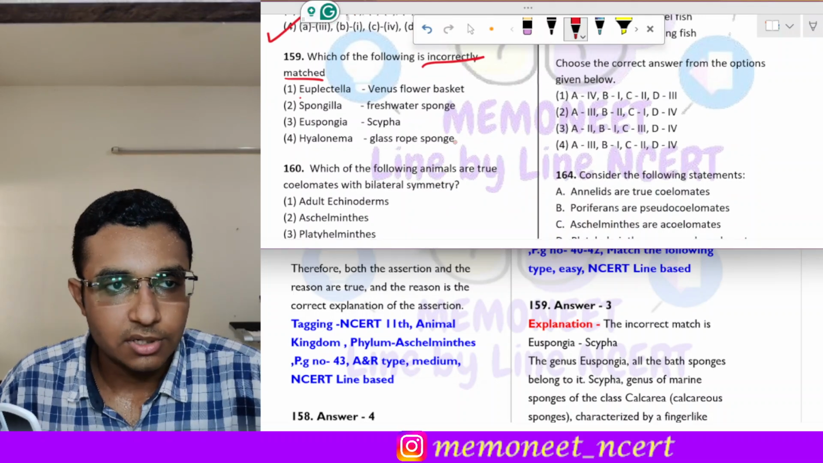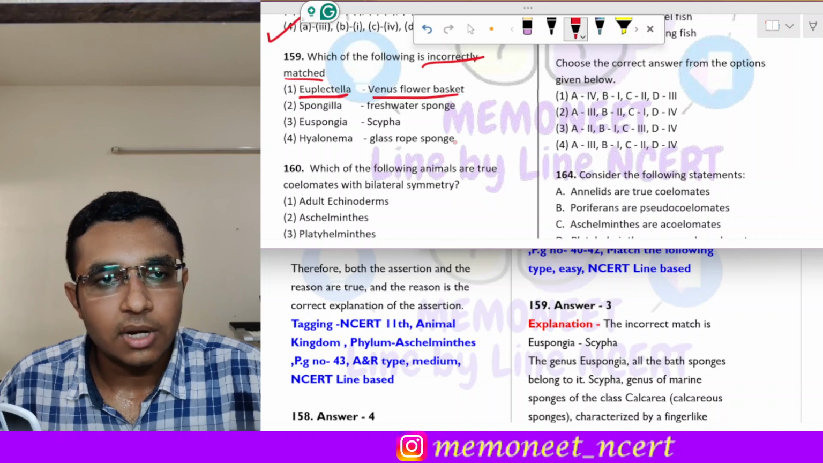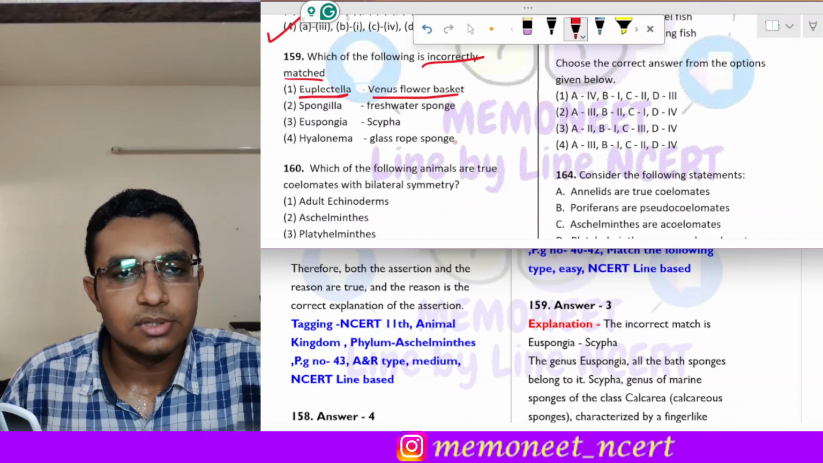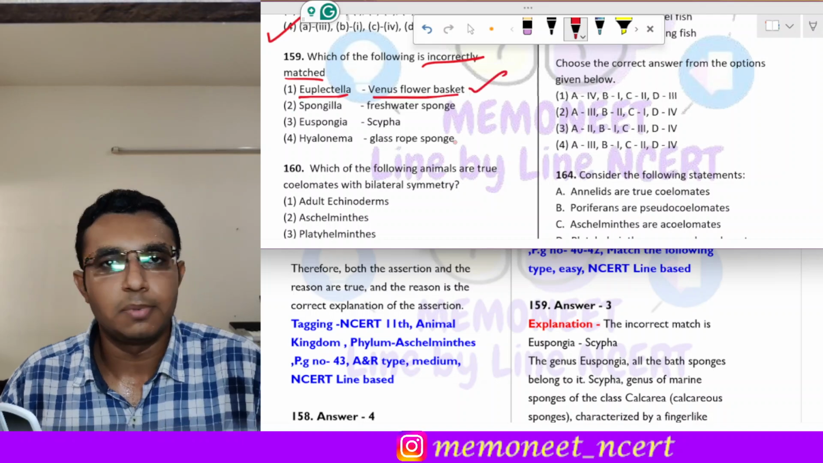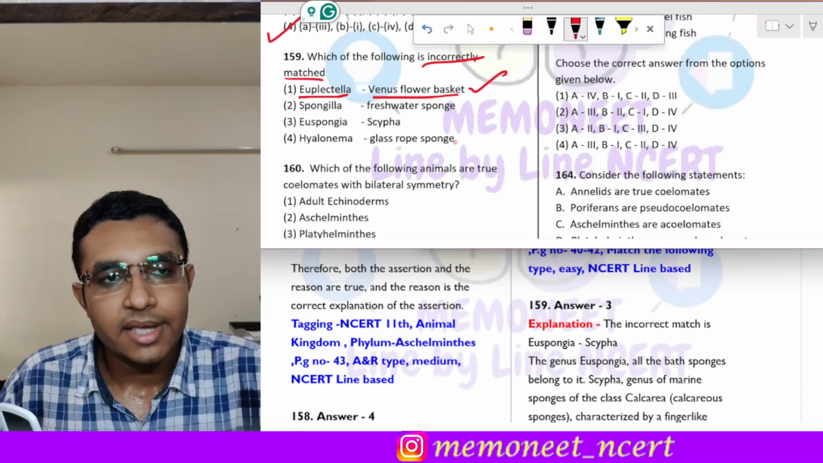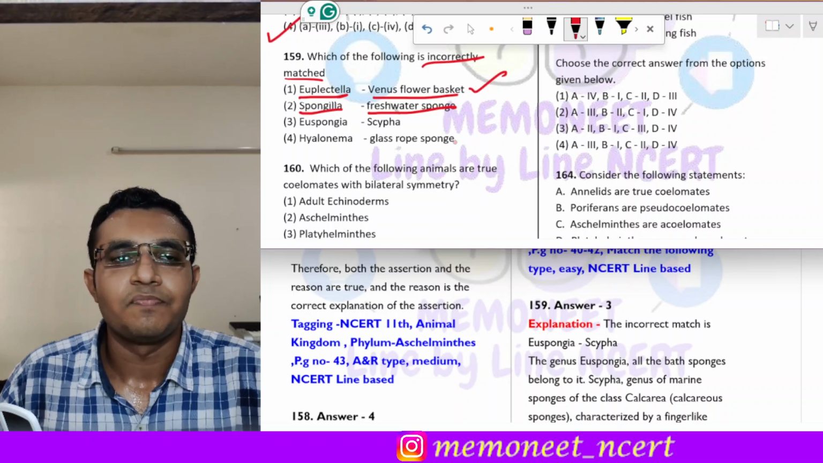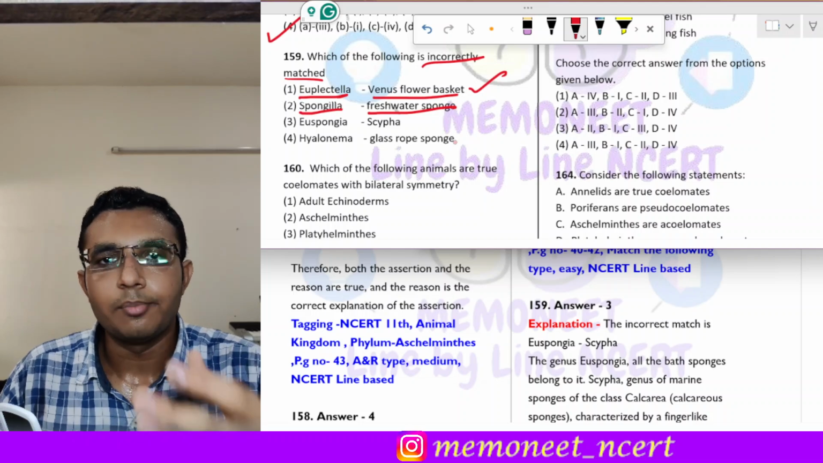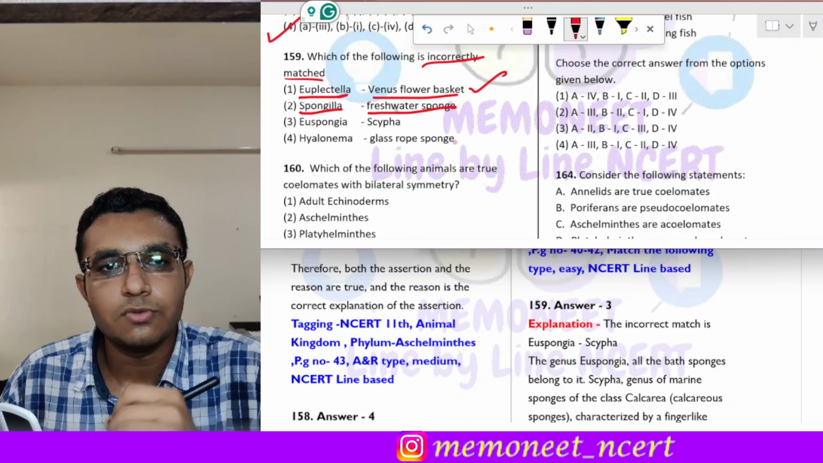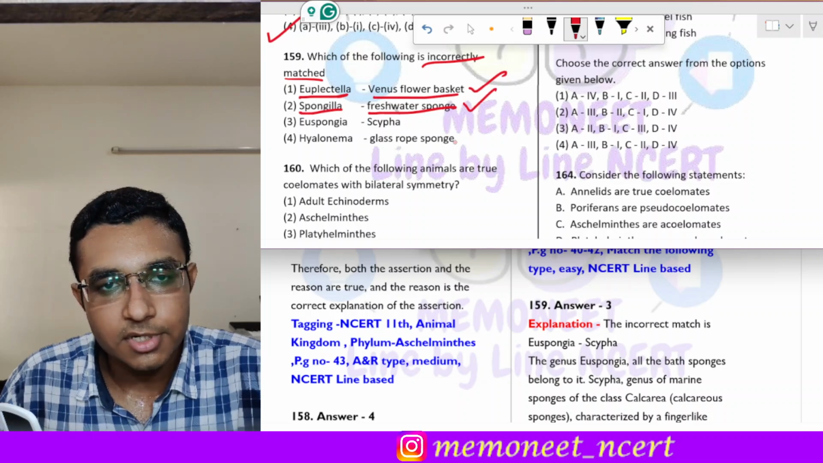The first option is Euplectella is also called as Venus flower basket. So this is absolutely correct, because Euplectella is called as Venus flower basket. Second is Spongilla. Spongilla is called as freshwater sponge. So see, Spongilla belongs to the phylum Porifera and its other name is freshwater sponge. So this option is also correct.